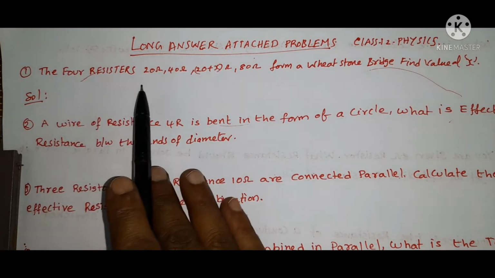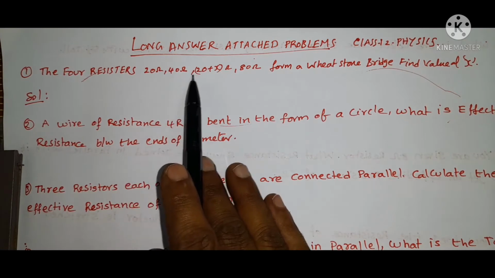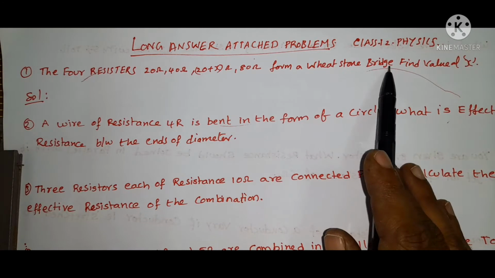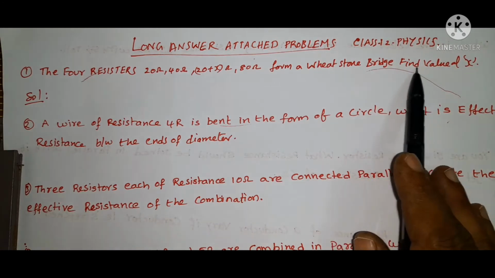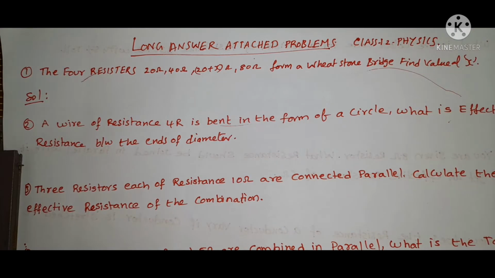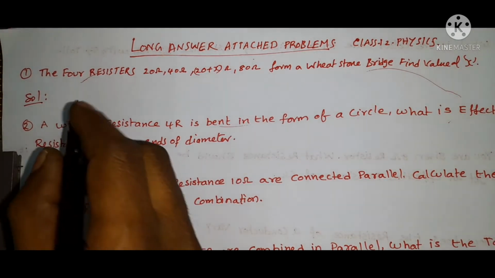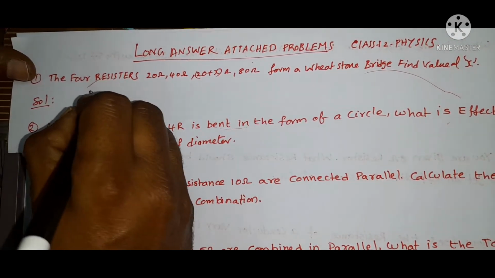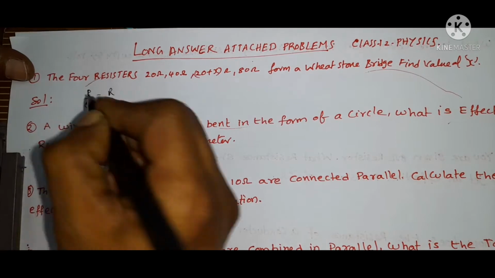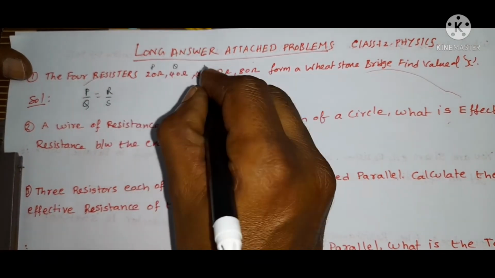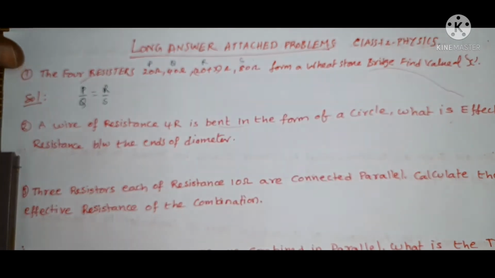The 4 resistors 20 ohms, 40 ohms, 20 plus x ohms, 80 ohms form a Wheatstone bridge. Find the value of x. This is the question given. As we know, the formula for the Wheatstone bridge is P by Q is equal to R by S. From the given data, let us say this is P, this is Q, this is R, this is S.